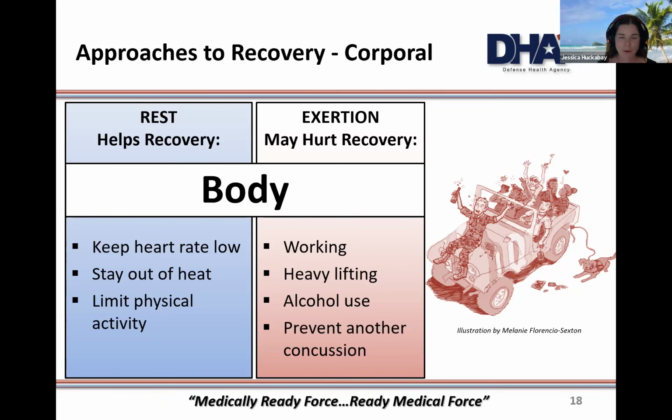So rest is important. Just remember that. Slowly returning to activity is also very important. You don't want to just stop your whole life because you've had a concussion, but you want to work with the doctor to resume your normal activities slowly. Okay. And let them know every step of the way how you're feeling about that progression in your return to activity. Okay.